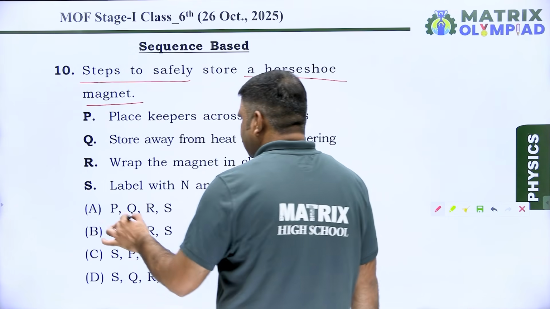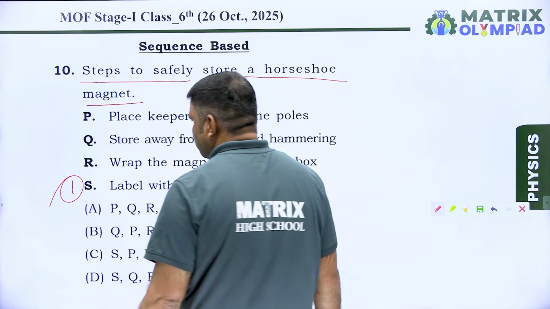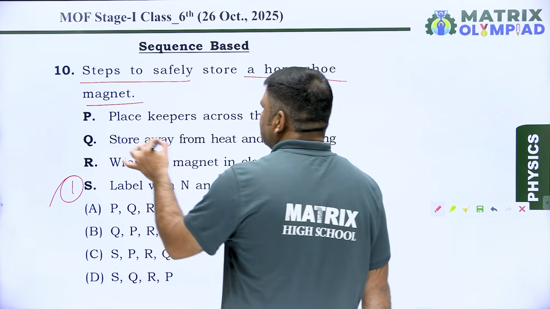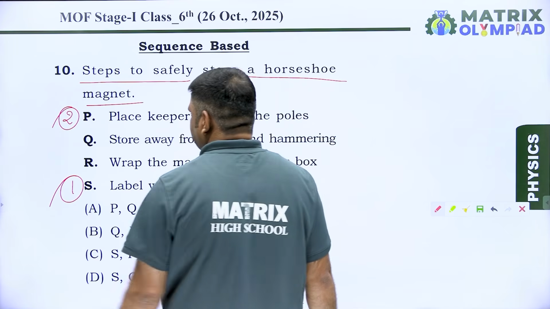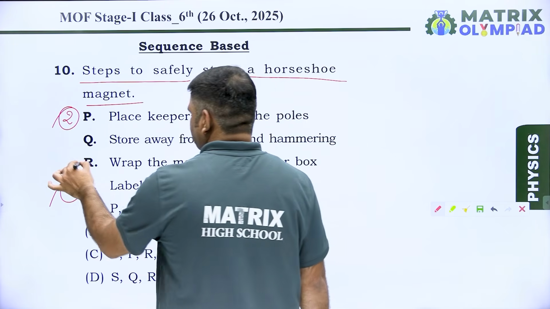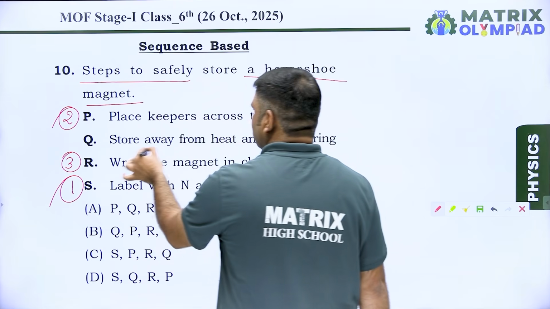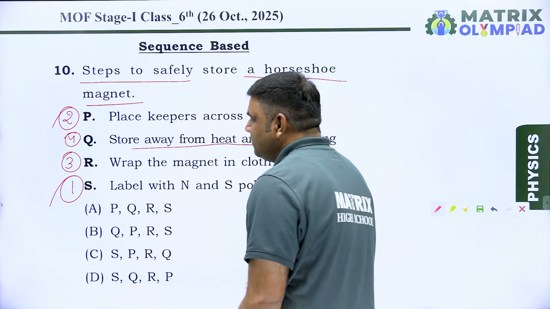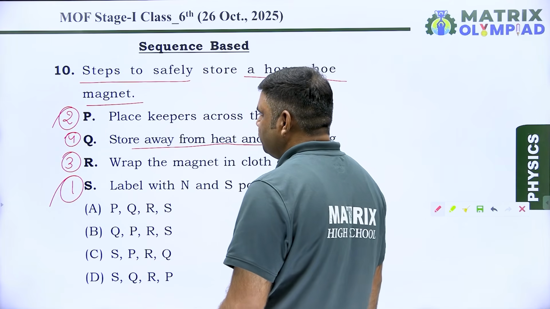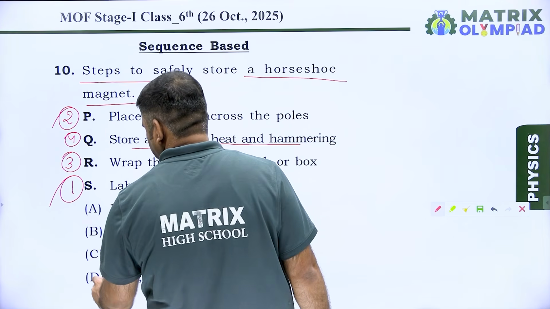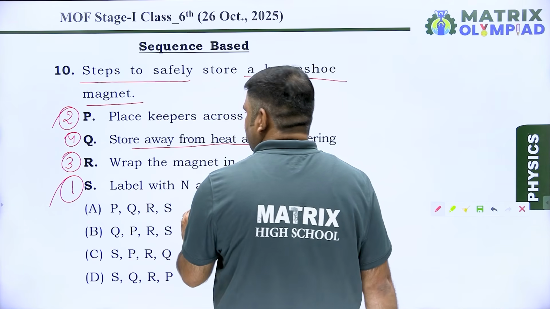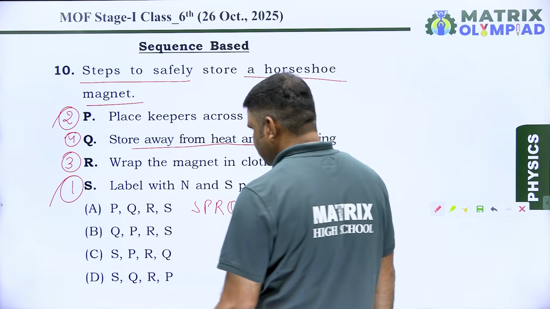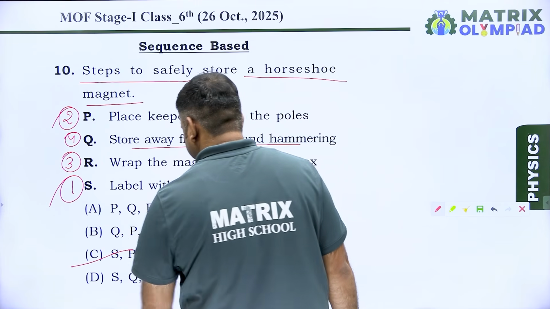So first we label the North Pole and South Pole of a magnet. Second, we place keepers across the poles. Then we wrap the magnet in cloth or box. And finally, store away from heat and hammering. So our correct sequence will be 2, 4, 3, 1. 2, 4, 3, 1 means S, and then P, then R, and then Q. So the correct answer will be option C.